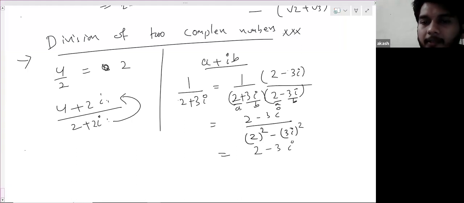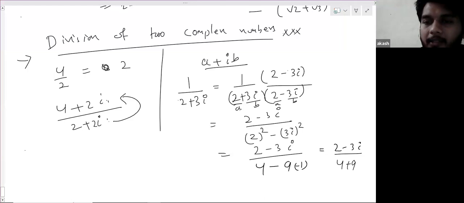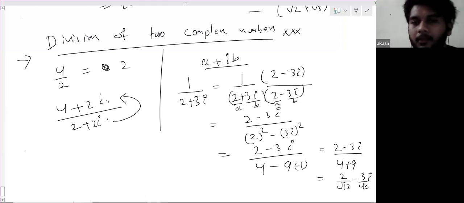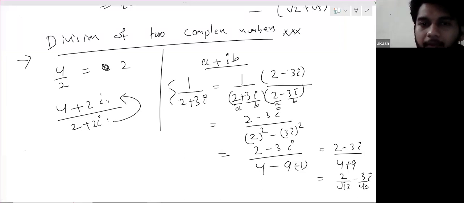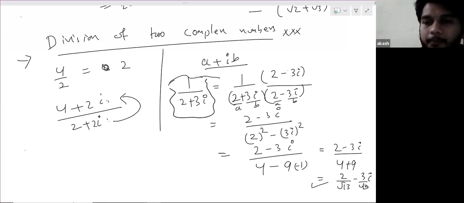So 2 minus 3i upon 4 minus, this is 3 square is 9, i square is minus 1. So 2 minus 3i upon 4 plus 9, so 2 upon 13 minus 3 upon 13 i. Whenever you have a complex number like this, always try to convert it into this form. So please note it down.